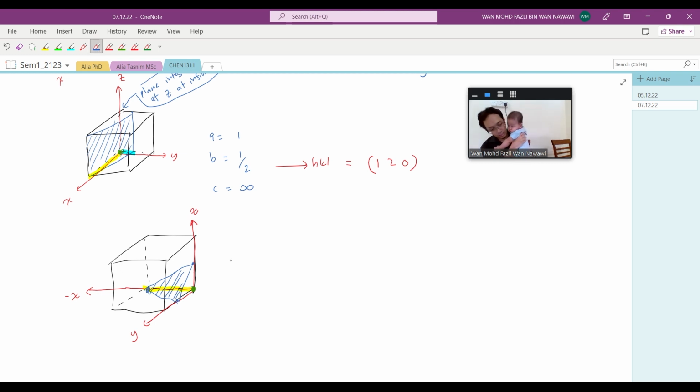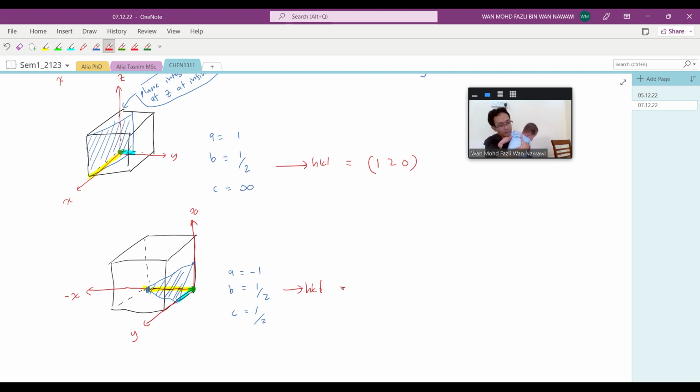So you simply put A equal to -1, just like that. Then B is Y. You can see here, B is half, roughly half of the way. So B is basically half, and then C is also half. When you do it like this, you find the HKL.